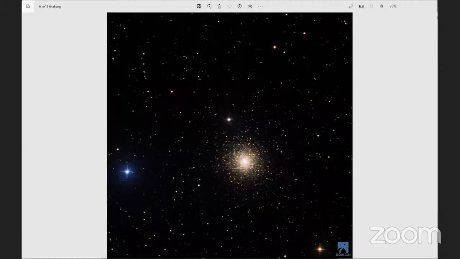Another globular, M15. This is the globular cluster in Pegasus. It's not actually in Pegasus. It's kind of out on the outer reaches. It's not in the Great Square, put it that way. It's out closer to the head. Again, we see some nice stars. We talked about the core, what lies at the middle. At the center of this globular cluster, we think that there lies a black hole.